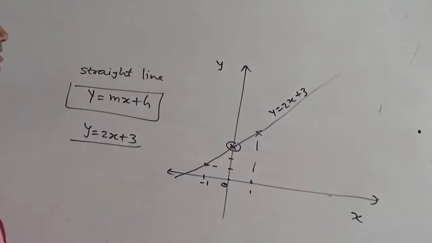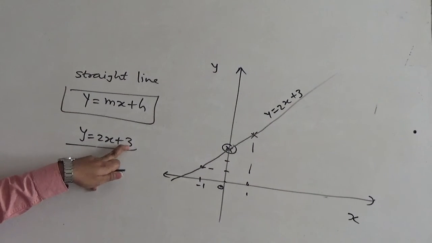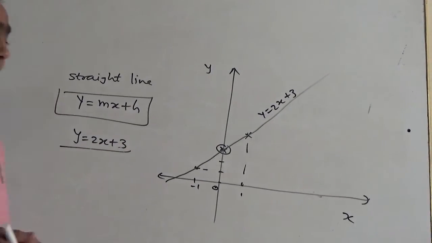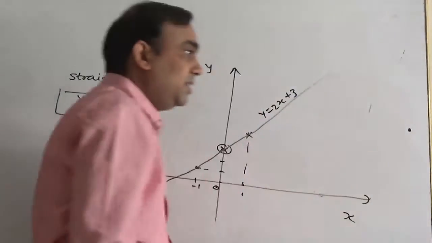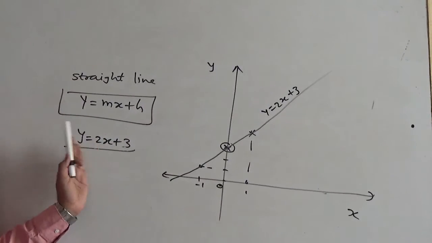This line is having a positive slope. Look at this. This is the slope of the line and this is the y-intercept. So in this way we can plot the graph of a straight line. So I think you got the idea of what a function is. This is again an example of a function.